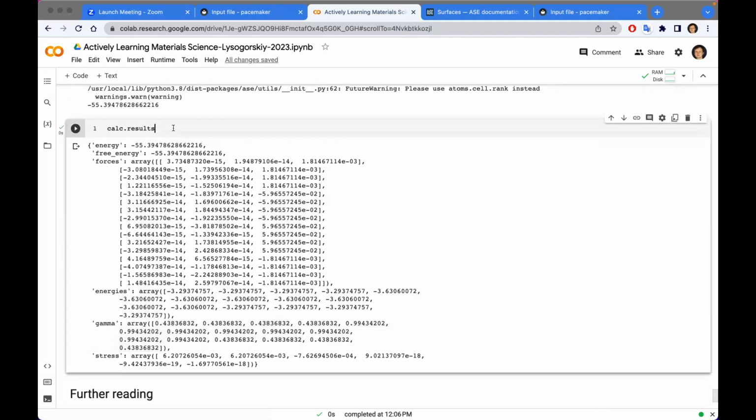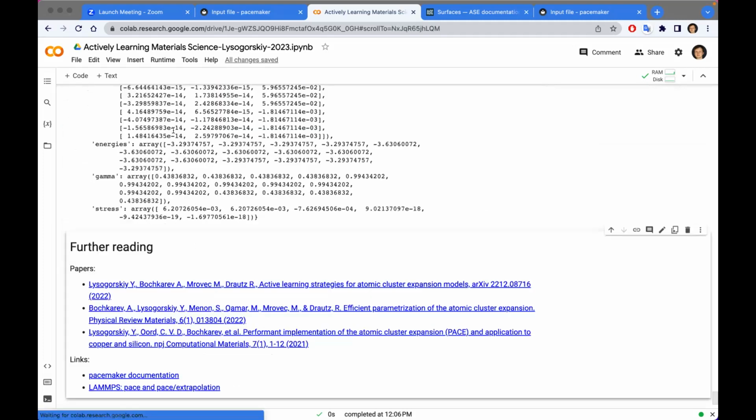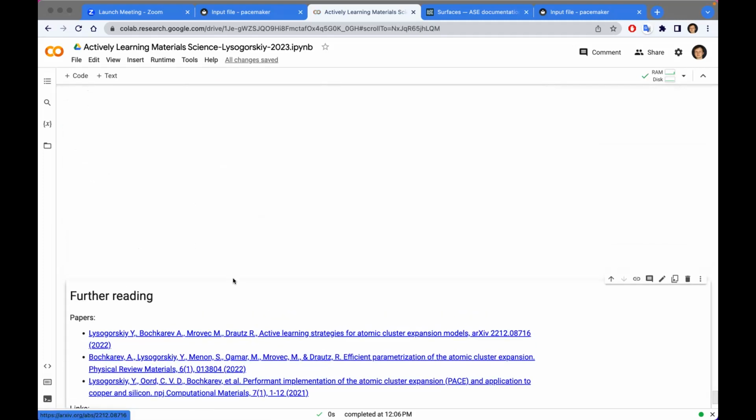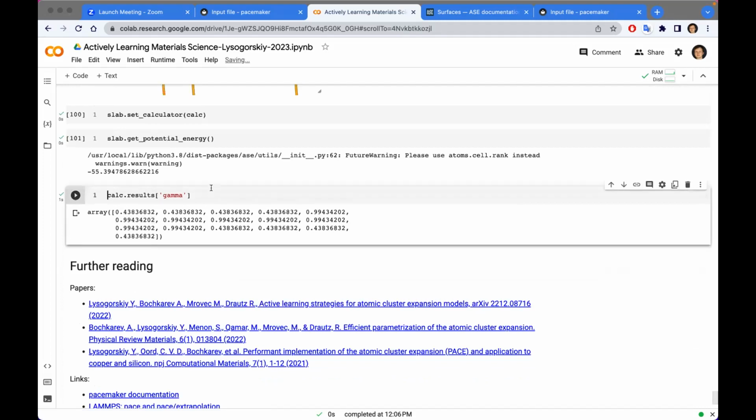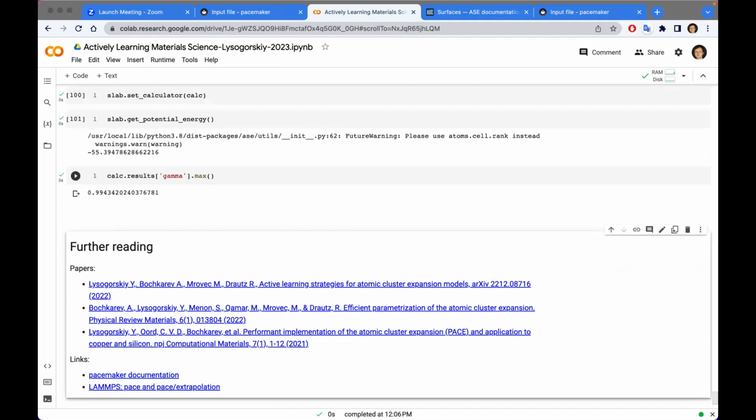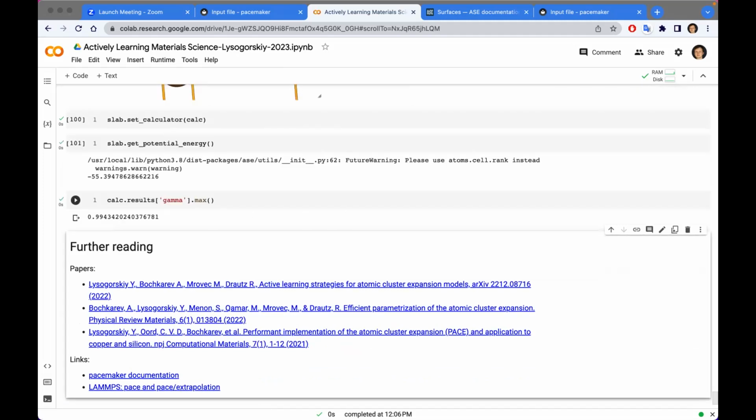So let me just select this. So for each atom now we have this gamma, and as you can see, well, I can take a maximum of that. This is close to 1, which means actually, yes, we have the surface in the training set, and that enters into the, or close to the border of active set because gamma is close to 1. So that's, let's say, a reliable prediction for this structure.